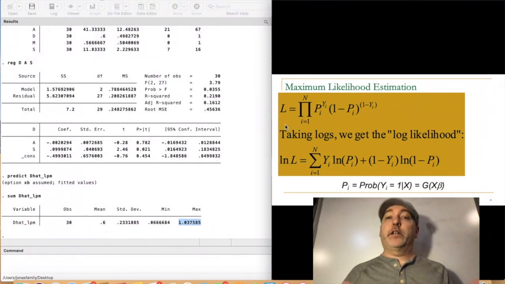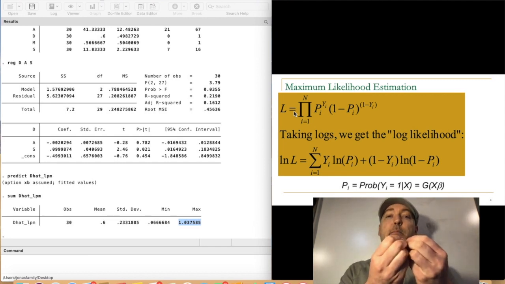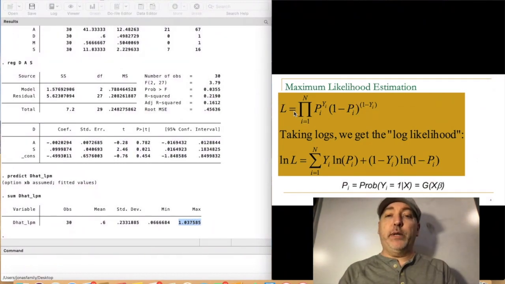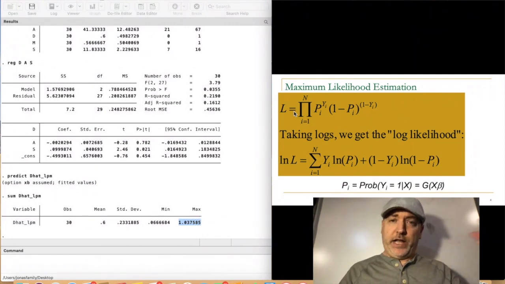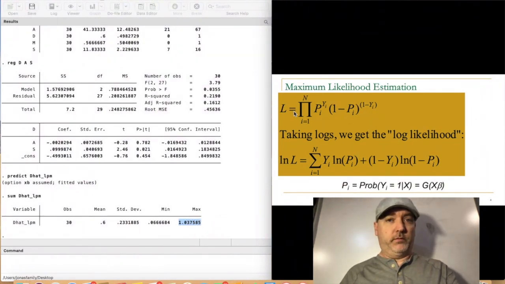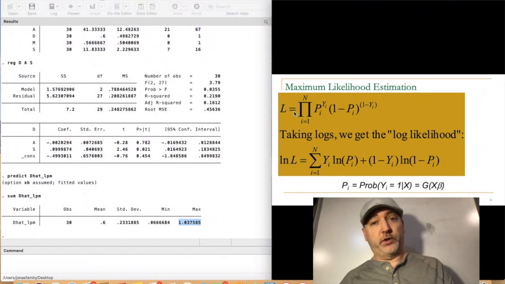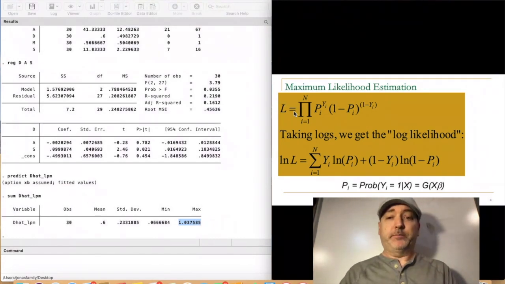Now you'll want to consult your textbook, of course, for more details, but the basic idea is that we want to choose the values of those parameters, the beta hats, that maximize the joint probability of observing the outcomes that we see. The ones for the ones, the zeros for the zeros, if that makes sense.